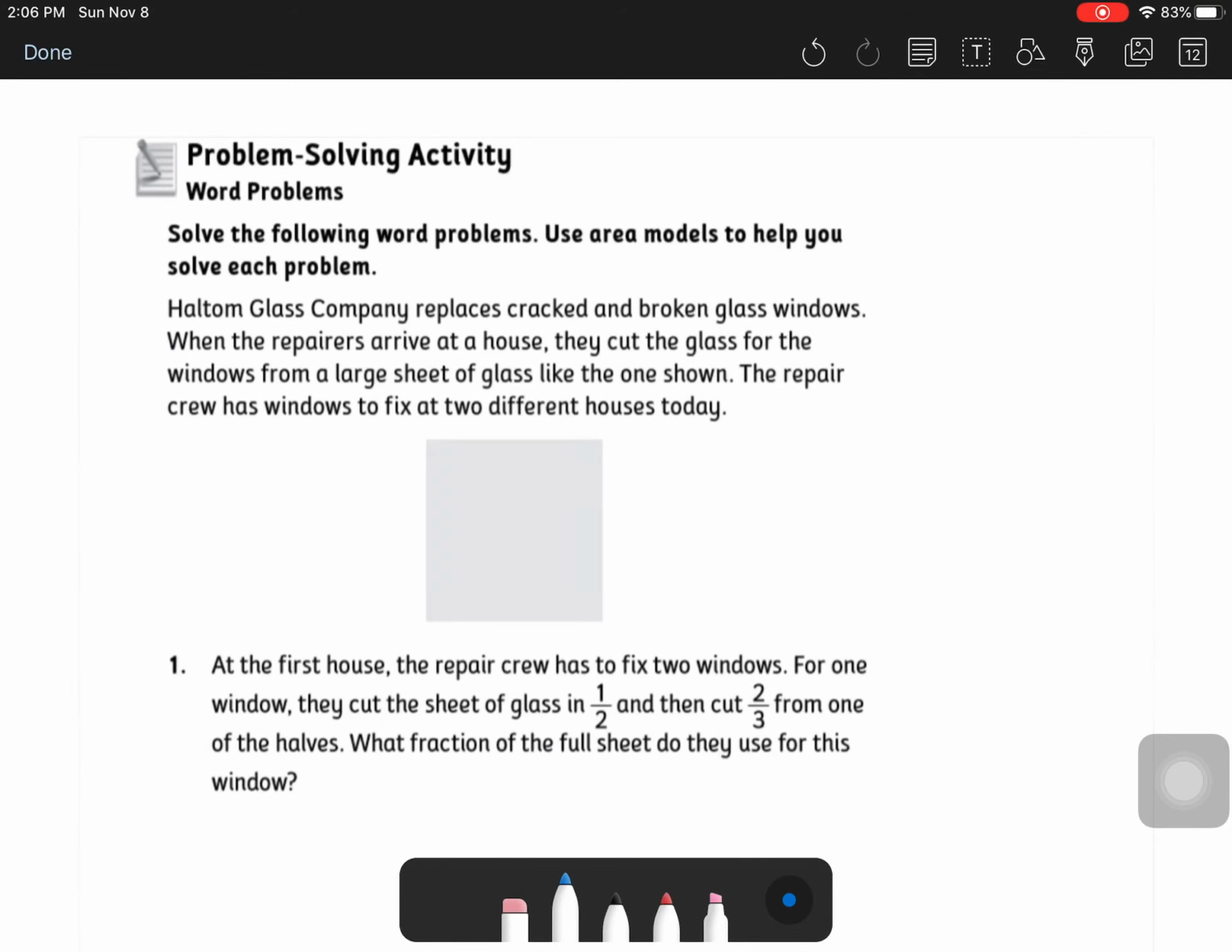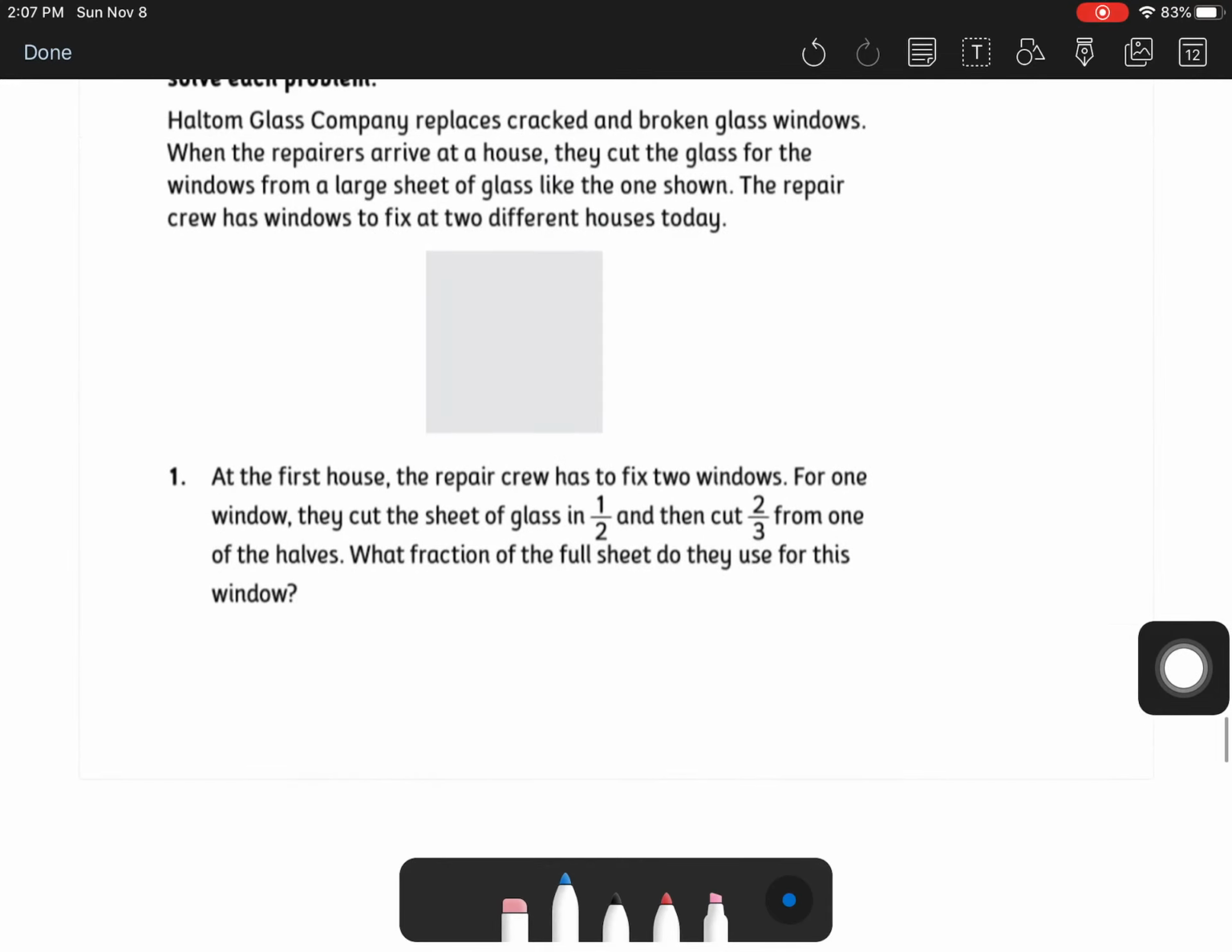Okay, so a problem-solving activity. This involves a glass company that is replacing broken and cracked glass. So the questions are going to refer to these gray squares, which are going to be representing sheets of glass. And so it says at the first house, the repair crew has to fix 2 windows. For one window, they cut a sheet of glass into 1/2, and then they cut 2/3 of the 1/2.